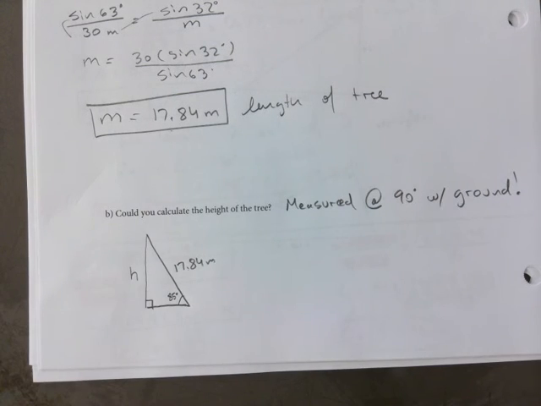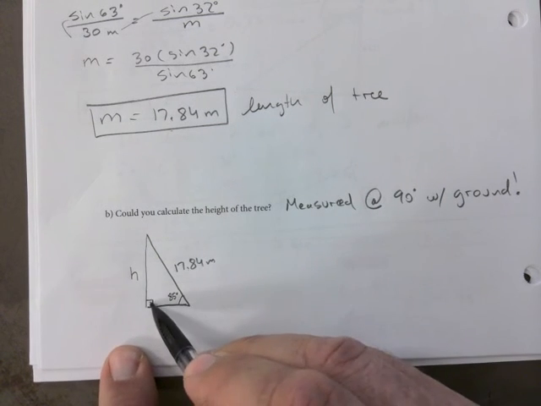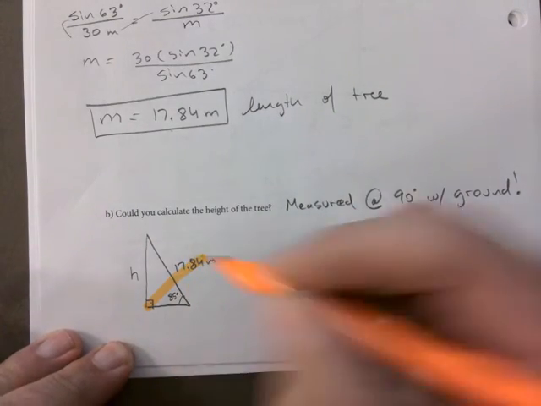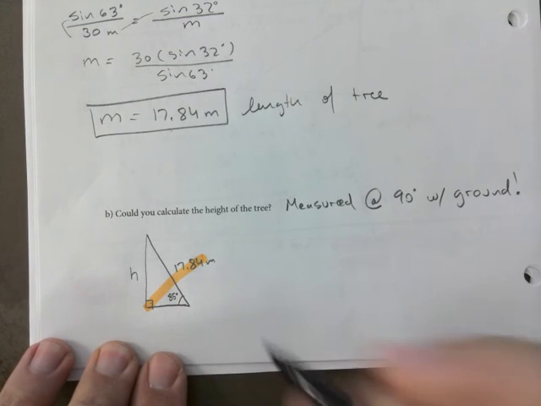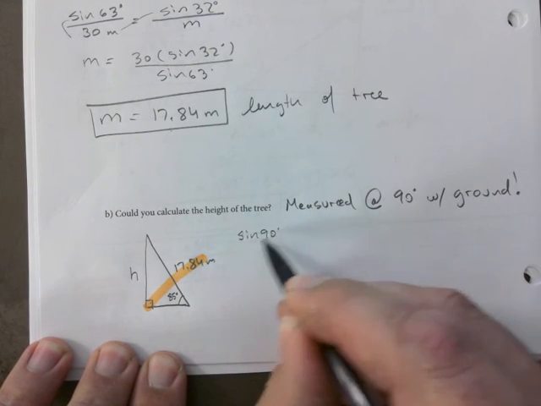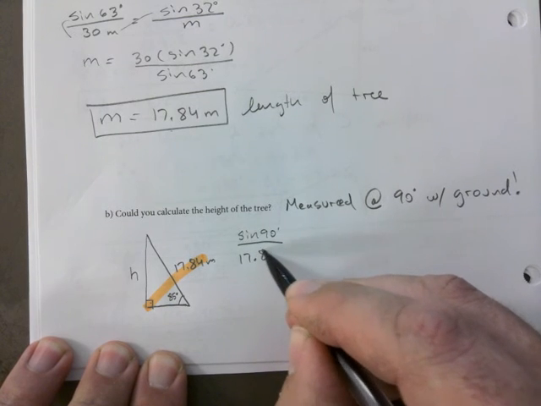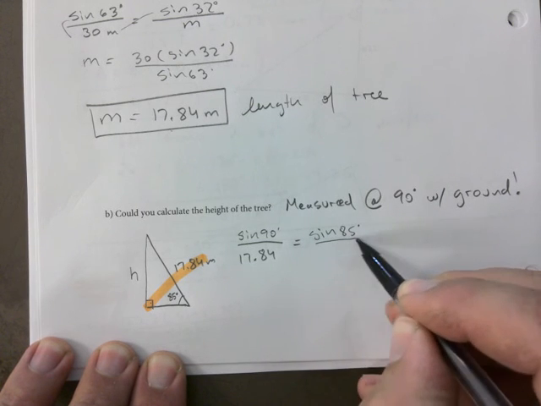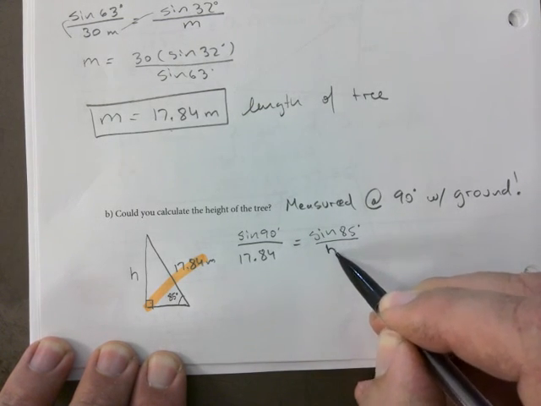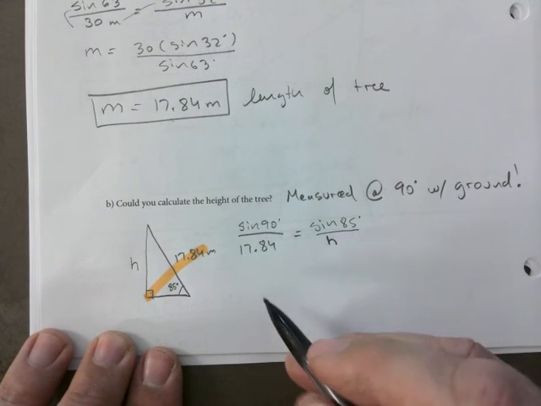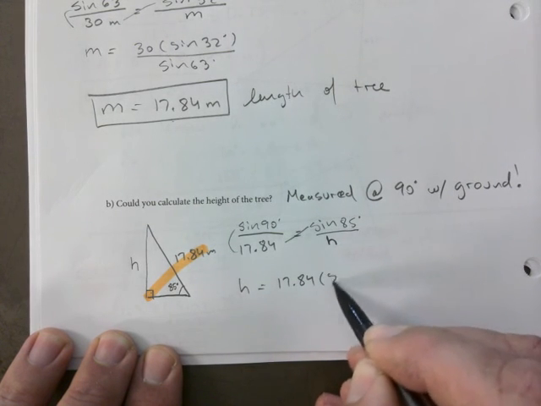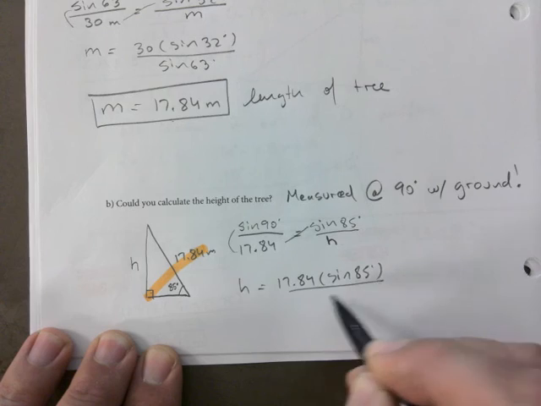Do you have a pair in that triangle? Yes, you have a pair. What haven't I used yet? Orange. There. So we have a pair. Sine of 90. Please write this down before you pack, okay? Sine of 90 over that, and then sine of 85 over h, okay? So it's this, right? It's 17.84 times sine of 85 divided by sine of 90.